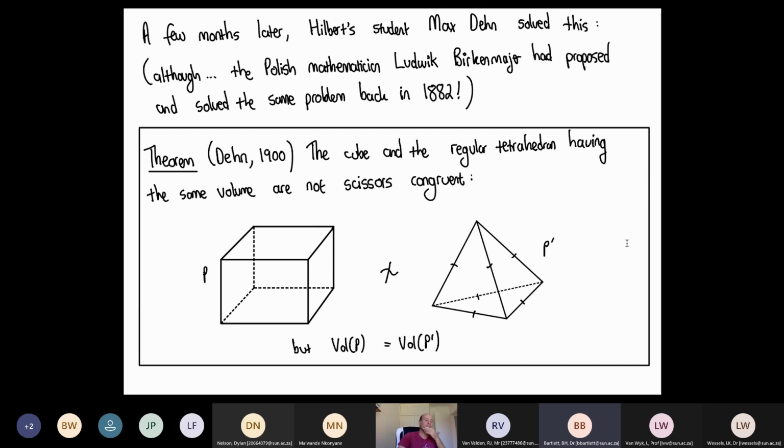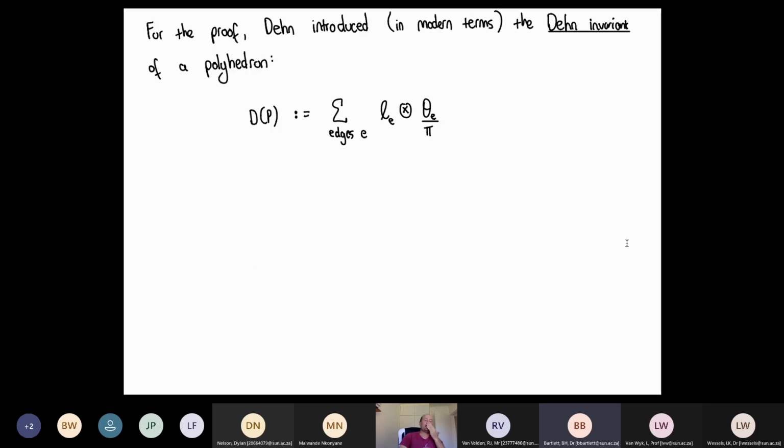So how are we going to prove this? The way that Dehn did it is that he introduced what in modern terminology we call the Dehn invariant of a polyhedron. So given a polyhedron P, we're going to calculate a certain quantity, which we're going to call D of P. And by definition, it's the sum over all the edges of the polyhedron of the length of that edge, tensor symbol, with the dihedral angle of that edge over pi.